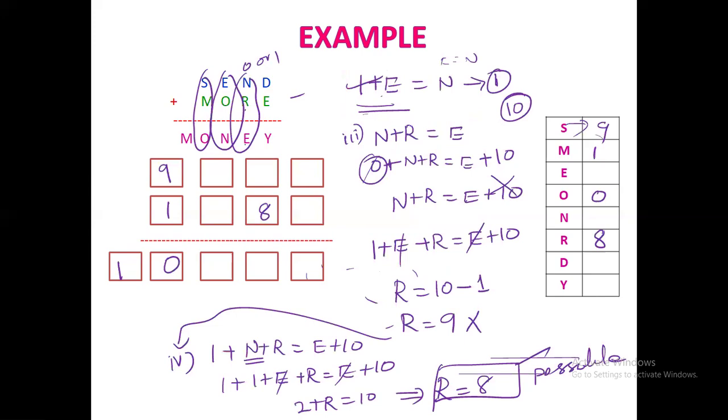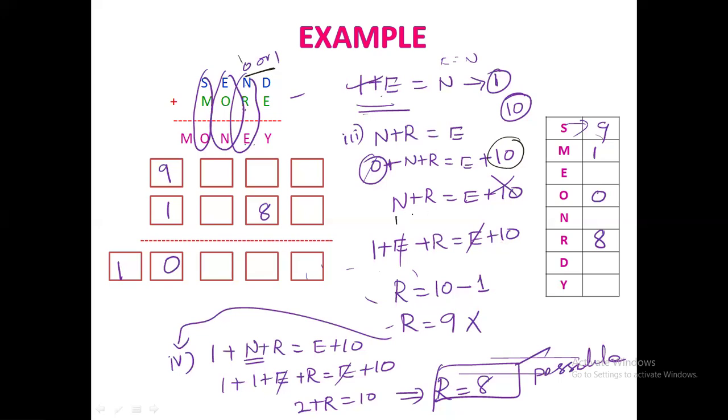So the next step is N plus R is equal to E, and here also the carry may be present or may not be present. First, we are substituting carry is equal to 0, so N plus R is equal to E plus 10, because in order to get a two-digit number, we have to add 10. And N plus R is equal to E plus 10 is not a possible step. No, and if we are substituting the carry value as 1, then 1 plus E plus R is equal to E plus 10.